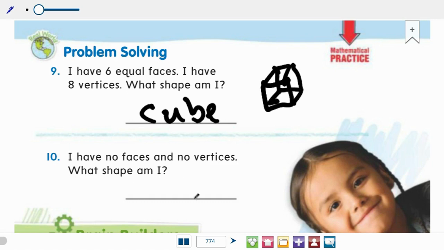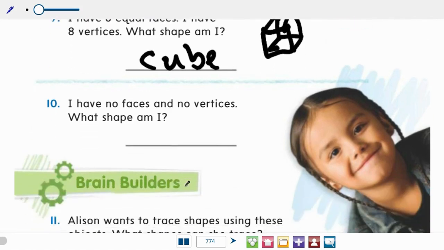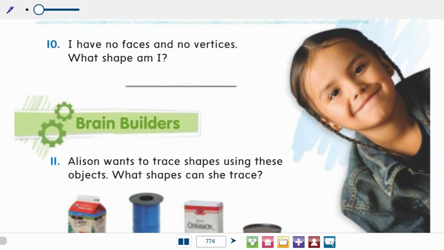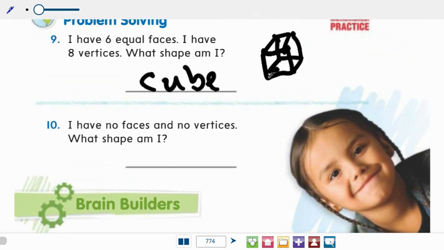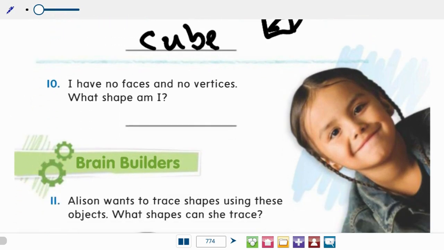All right. Next up, I have no faces and no vertices. What shape am I? Well, when we did our 3-dimensional shapes, the only one that has no vertices, that means there's no points. When I've got a cube, my vertices are where the faces come together. So if there's none of those, this is going to be a sphere.